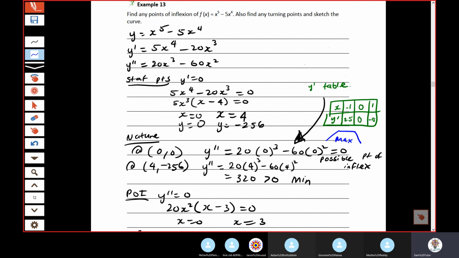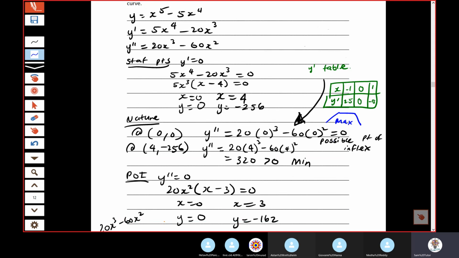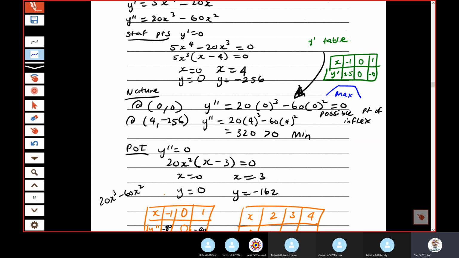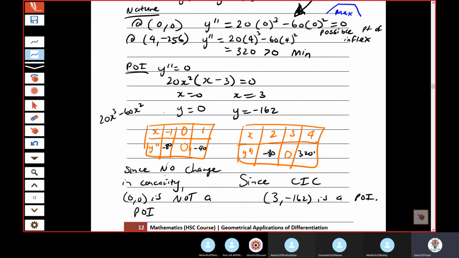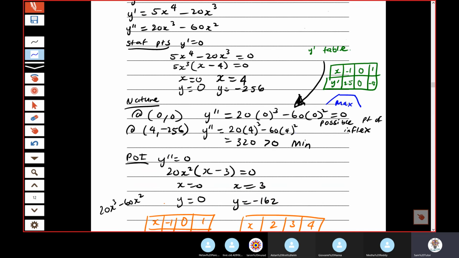No, no, no. It's not a point of inflection. It's a stationary point, actually. You see here, we said it's a possible point of inflection. Then we realized when we came up to it, there was no change in concavity. So it's not a point of inflection, which means it must have been a turning point. So we went up and we realized it's actually a maximum turning point.